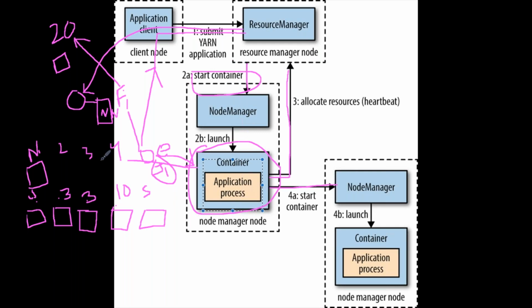So now you will start getting requests. Activate this node manager, activate this node manager, activate this node manager, and activate this node manager. You got it? And your job will start now. And this is how your job runs on your machine. Clear?